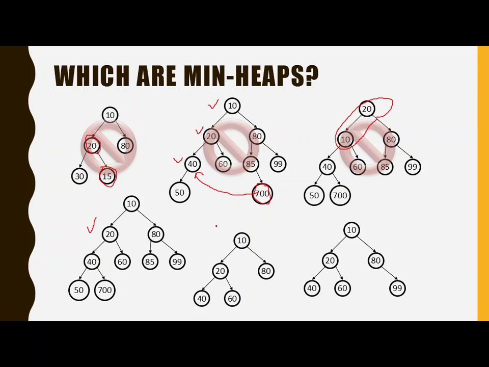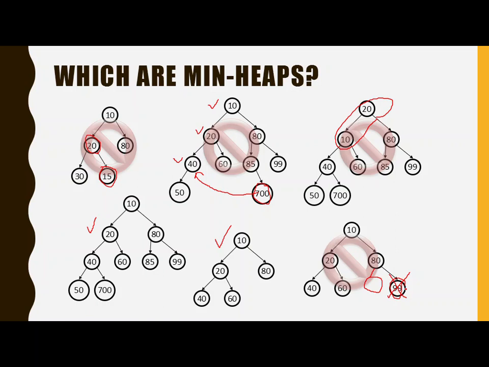Okay, how about bottom left? What do you think? Shape looks right. Numbers, sure. We look at the numbers, they all seem to be following the right path. So yes, this one is a valid min heap. How about the next one? Small, 10, 20, it's a complete tree. All the numbers seem like they're in line. That looks like a min heap.